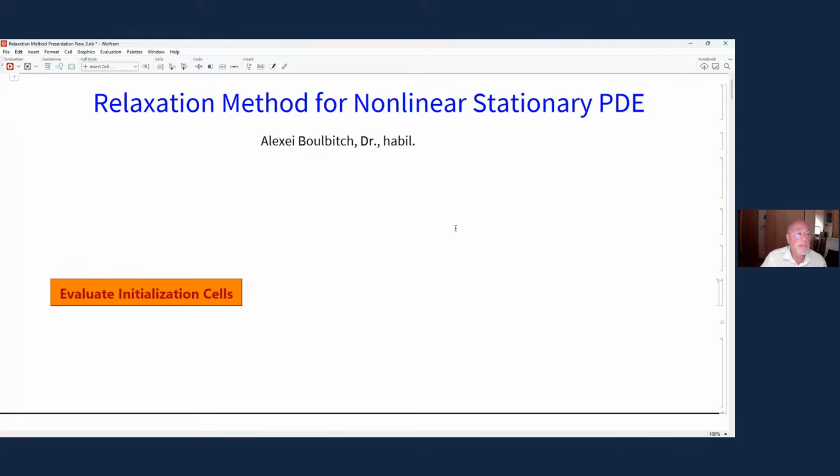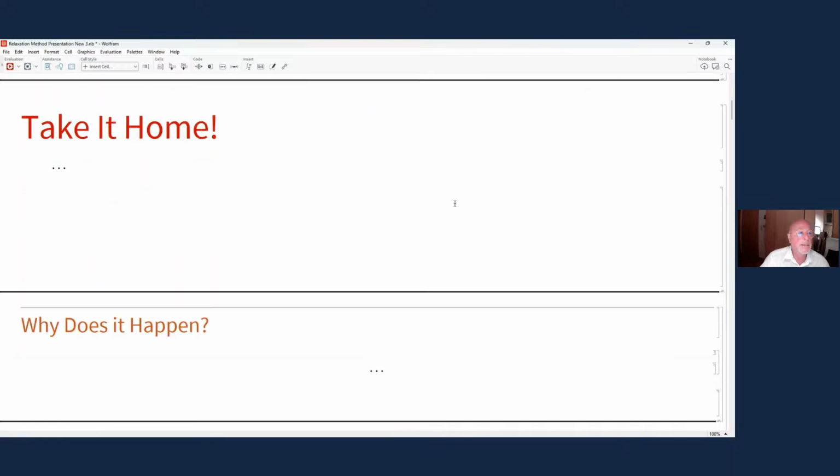Hello, I am starting my talk about the relaxation method for nonlinear stationary partial differential equations. You know that nonlinear partial differential equations are problematic. Sometimes it is very difficult to solve such equations. Sometimes you can solve them right away, but sometimes no method helps you to solve them. Here I will present one very simple method, and I hope that just after my talk, you can start applying it.